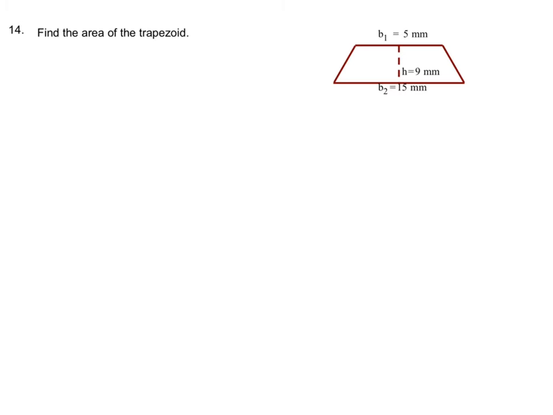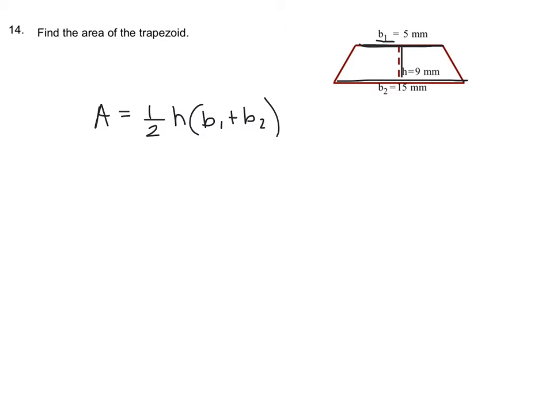Area. Find the area of the trapezoid. The formula for the area of a trapezoid is A equals 1/2 times H times the sum of B1 plus B2. B1 and B2 are the bases, or the lengths of these parallel sides. And then H is the height of the trapezoid.